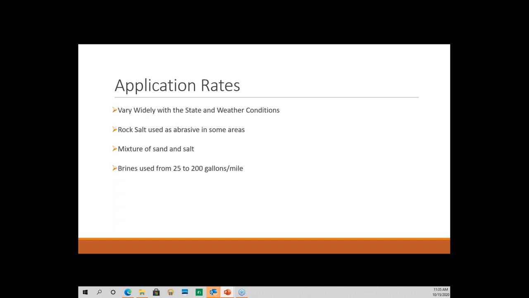Brines, generally speaking, we see application rates anywhere from 20 or 25 gallons per mile of roadway up to 200 gallons per mile of roadway. Big difference. But that goes back to my discussion in the first part of this whole program about having a standard and also taking a look at and managing your expectations of your traveling population.